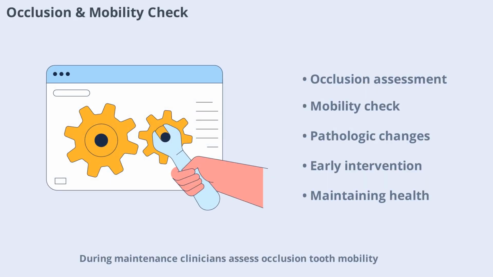During maintenance, clinicians assess occlusion, tooth mobility, and other pathologic changes. Proper occlusion ensures even distribution of forces and prevents trauma to the gums and supporting structures. Mobility assessment helps identify any weakening of the supporting tissues. By monitoring these parameters, clinicians can intervene early and maintain periodontal health.